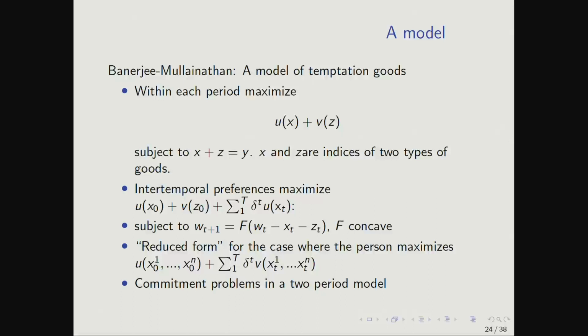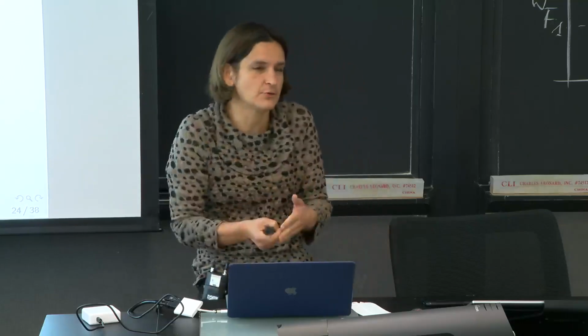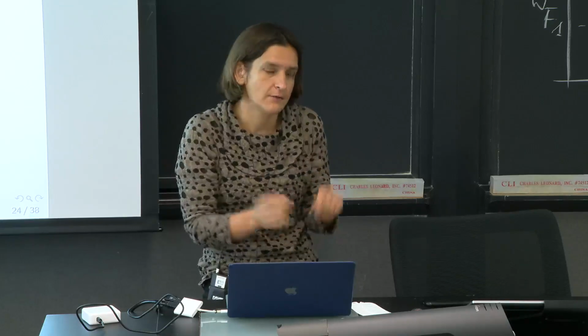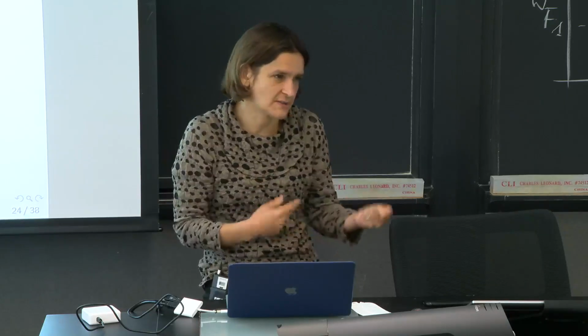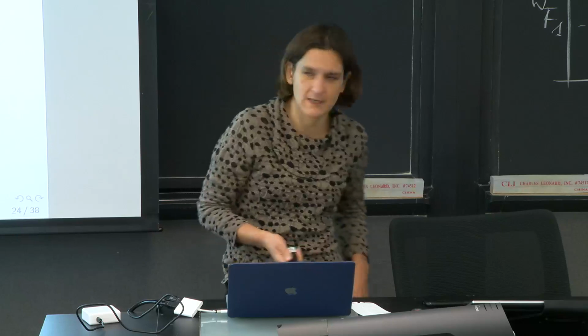So as soon as you have two periods, you have a commitment problem, which is not the case in hyperbolic discounting, where you need three to make one appear. Here you have it initially because today's self wants, even with only two periods, x and z, but for tomorrow they only want x.